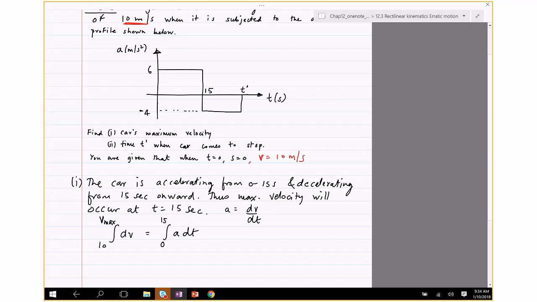So we know that the integral of a dt is the area under the acceleration time plot, and that's precisely what we have. We have an acceleration time plot. So if we can find the area under the plot from 0 to 15, then we would have computed the integral of a dt.